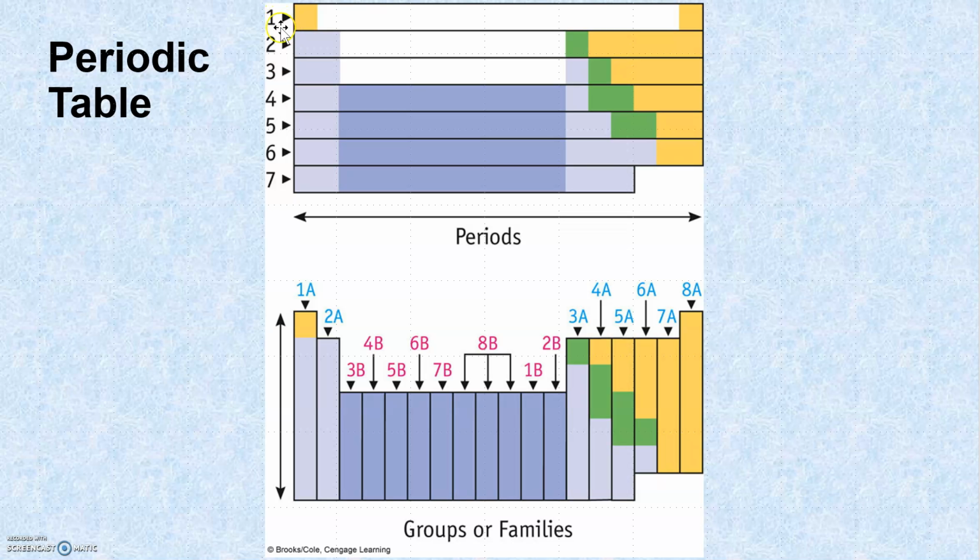The periods go from top to bottom, 1 through 7. The groups are either 1 through 18, or listed the way that we're seeing right now, broken into A and B. So these 8 A groups are the main group elements, and the B groups are called the transition metals. A lot of times on my own personal periodic table, I'll write the period number on both sides so I don't get confused, because if you're working on the right-hand side, sometimes it can be a little bit tricky. So I actually label mine. Good tip. It's a pro tip.